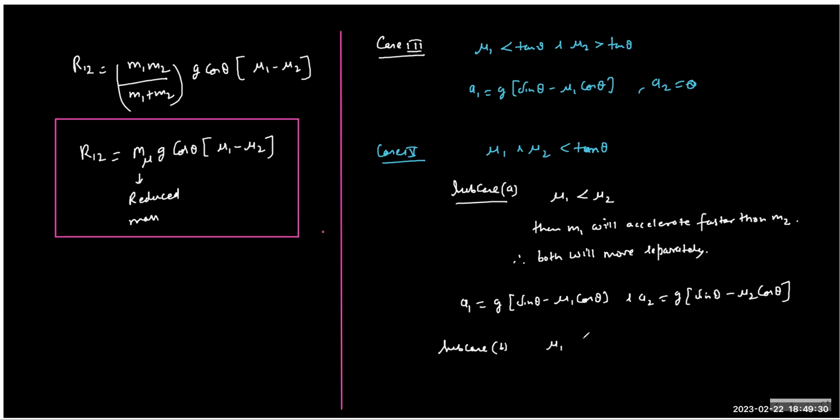What if mu1 is more than mu2? Because the block below is trying to move slow, but the block behind is trying to move faster, so the block behind will press each other, isn't it? And mu1, mu2 both are less than tan theta, so it means they will come together downward, right? So both will move together downward. Understood?